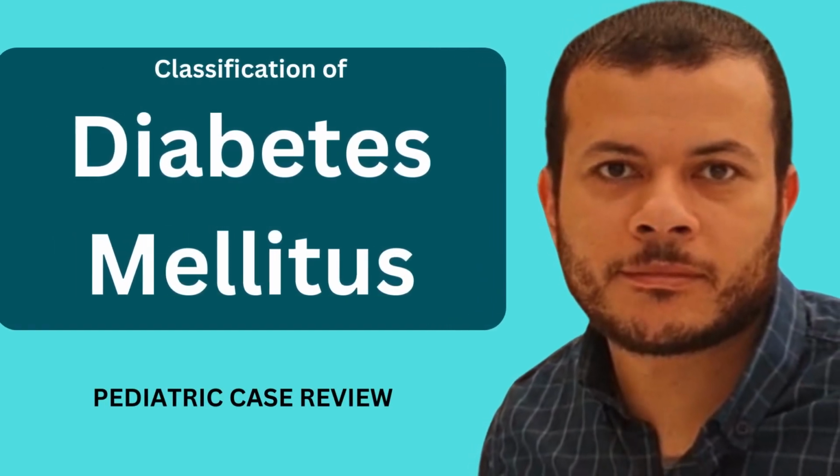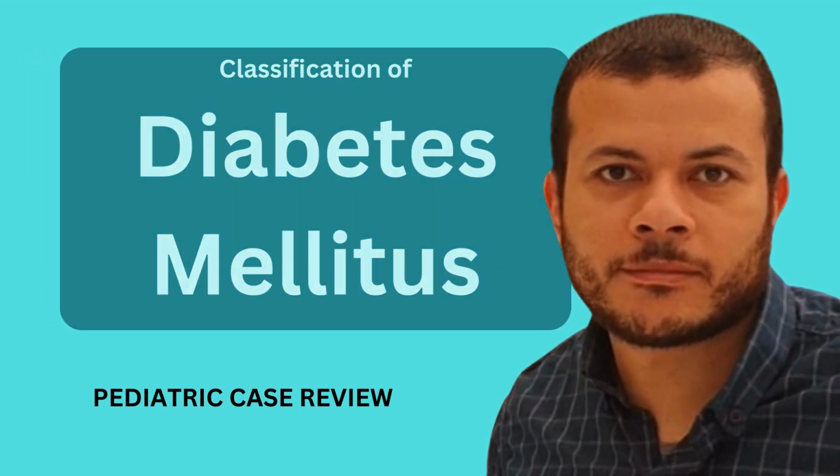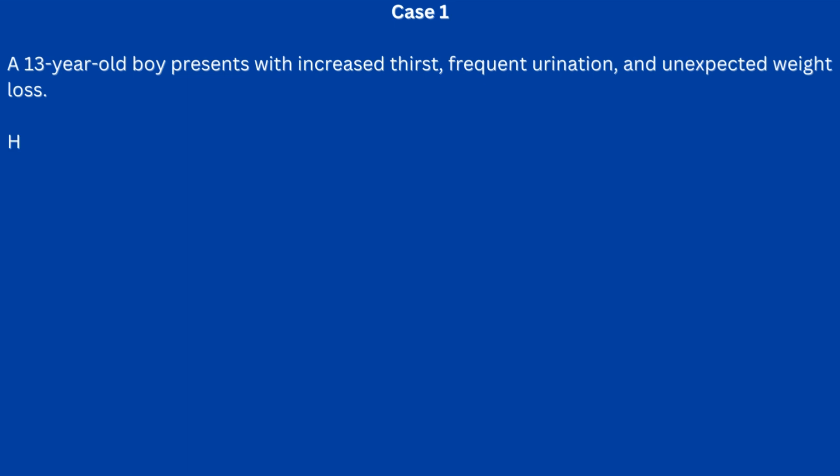In this episode, we will dive into the different types of diabetes among pediatric patients. Let's begin. Case number 1. A 13-year-old boy presents with increased thirst, frequent urination, and unexpected weight loss. He has been more tired and irritable than usual.